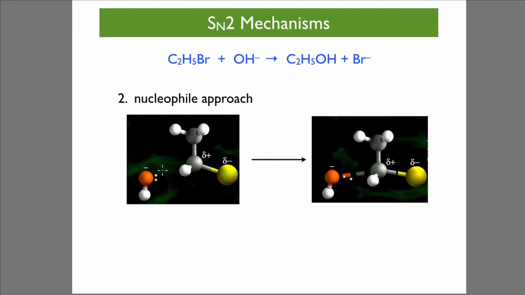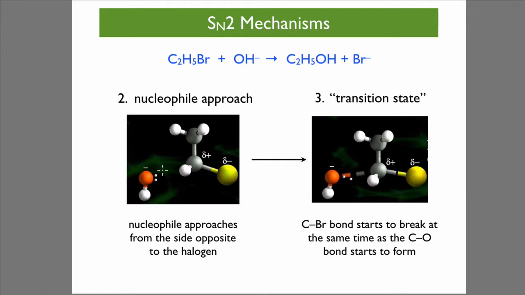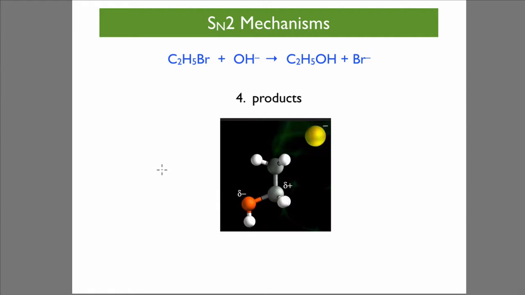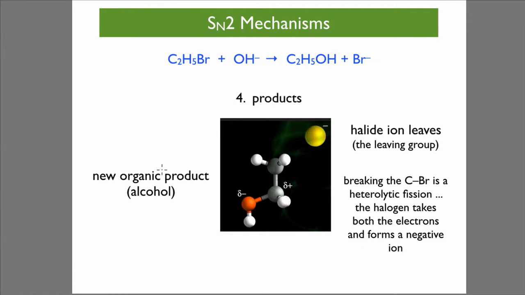We get a nucleophile approach. In this case, the hydroxide ion is moving towards the bromoethane. It approaches from the side opposite to the halogen. It forms a transition state. The carbon-bromine bond starts to break at the very same time as the carbon-oxygen bond starts to form. So we'll get a transition state, and then after that the halide ion leaves and you get a new organic product, in this case an alcohol.